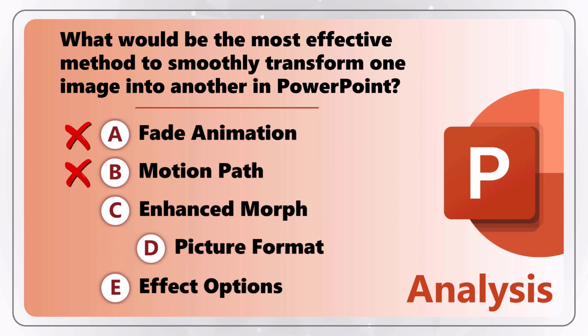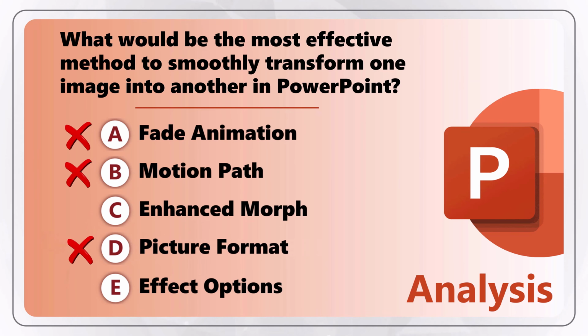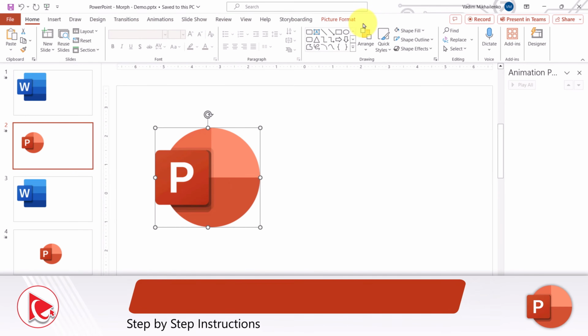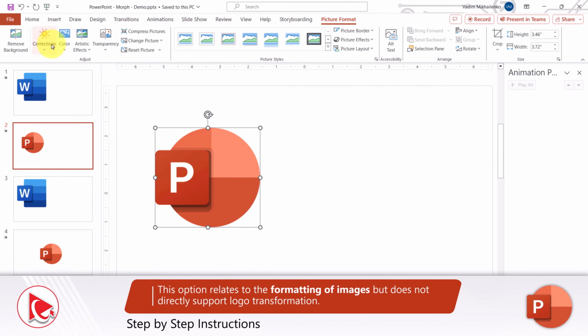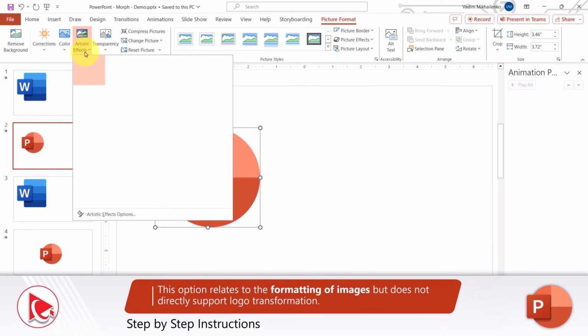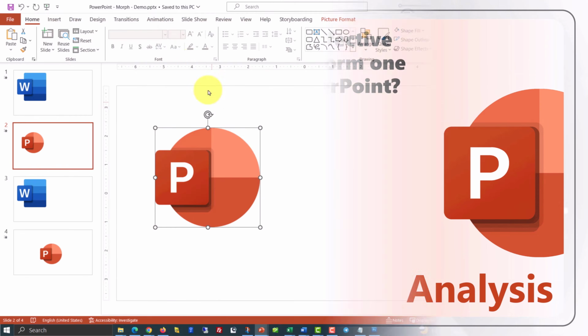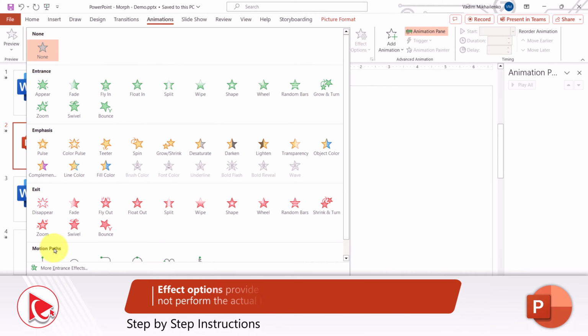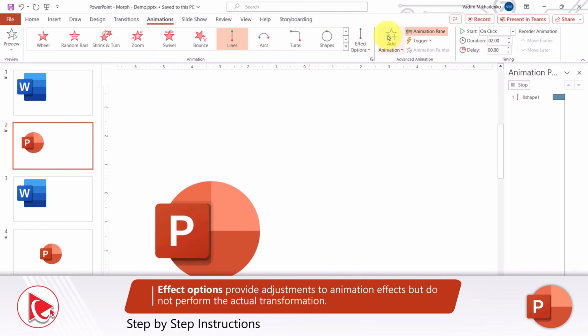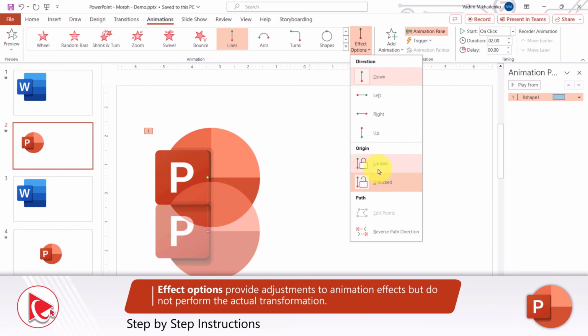Choice D, picture format, is also incorrect. This option relates to formatting of the images, but it does not directly support logo transformation. And you're probably not surprised that choice E, effect options, is also incorrect. Effect options provides adjustments to animation effects, but it does not perform any actual transformations.